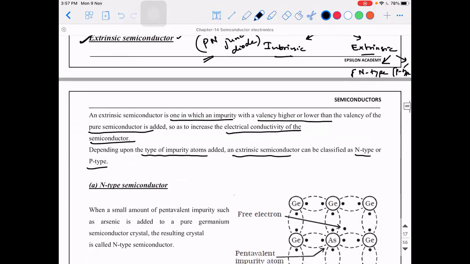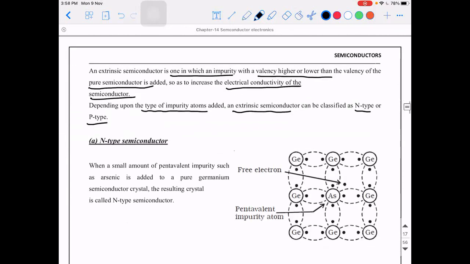So let me explain what an N-type semiconductor is. Here N generally doesn't mean negative, it's called N-type, but I'm just giving you a hint to remember: N is negative, meaning it has excess electrons. For that, what kind of impurity are you supposed to add? You add a pentavalent impurity. When a small amount of pentavalent impurity such as arsenic is added to the pure germanium semiconductor, the resulting crystal is called an N-type semiconductor.